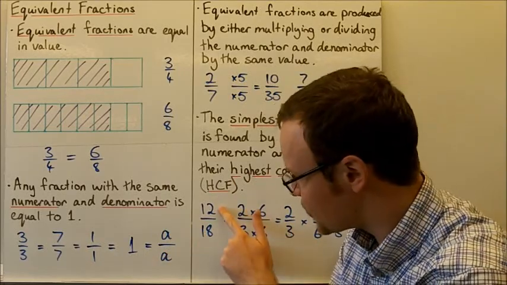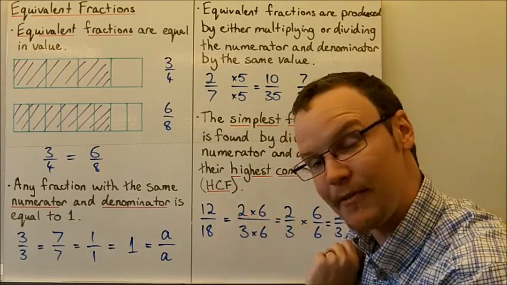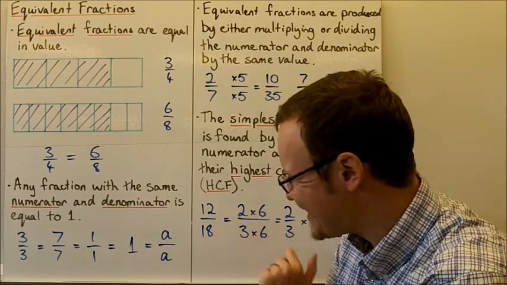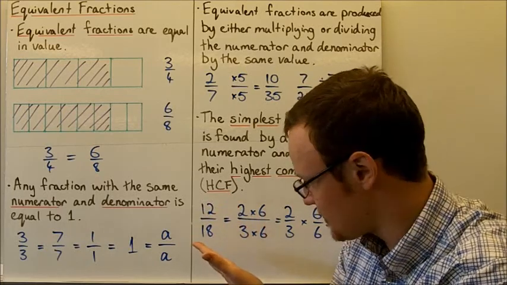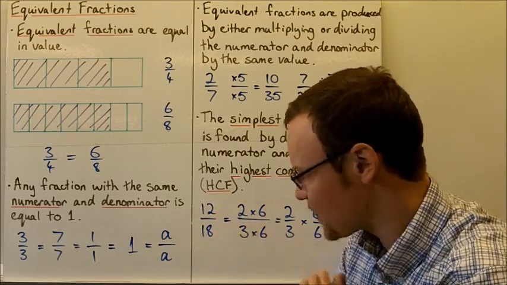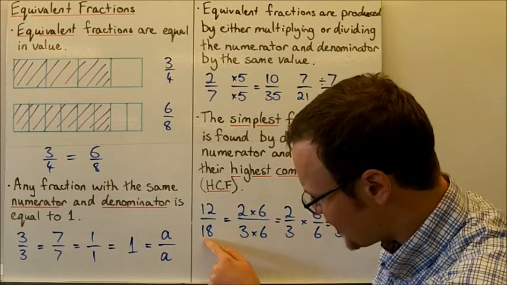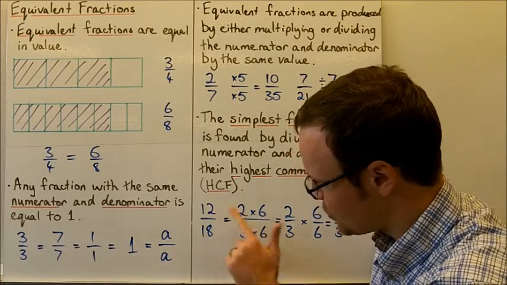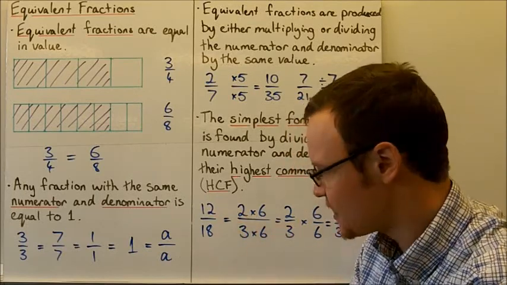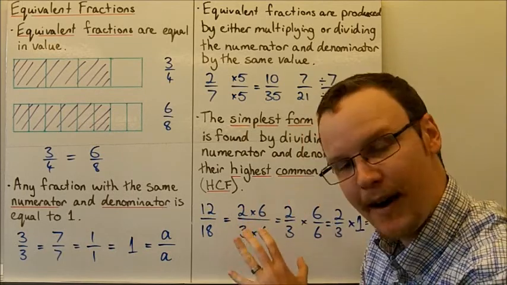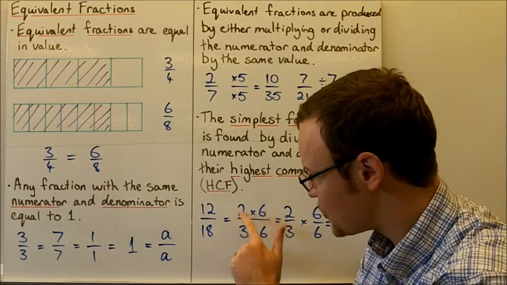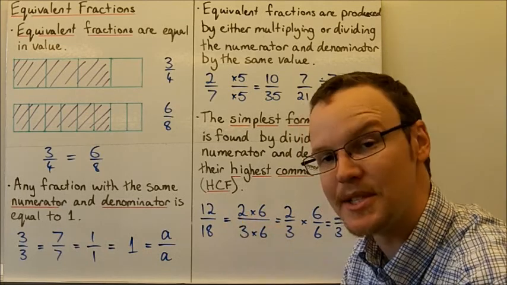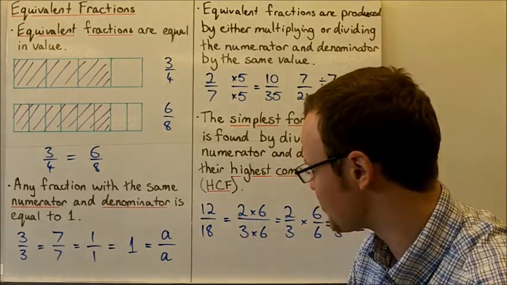So if we were to take 12 divided by 6, we'd be left with 2. And 18 has the highest common factor of 6 as well. So if we do 18 divided by 6, we're left with 3. So 18 is the same as 3 times 6, and 12 is the same as 2 times 6. So you can see we've split them up into their highest common factor, the highest common factor between the two numbers, and also the numbers that multiply those between there.